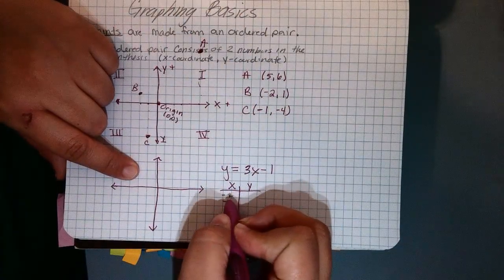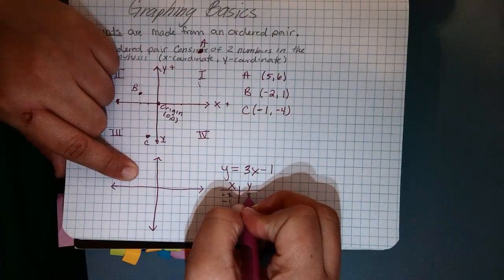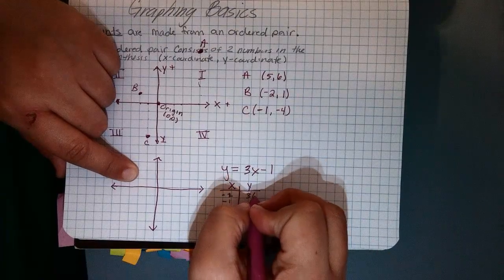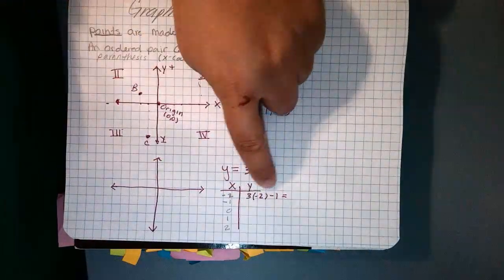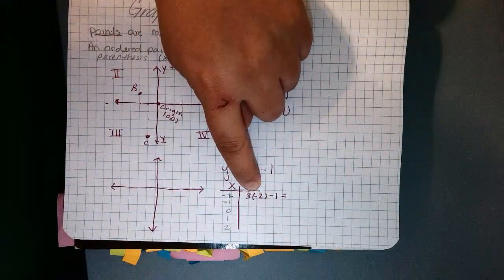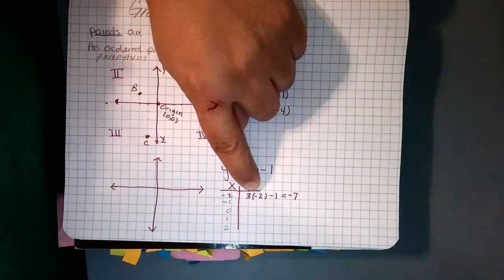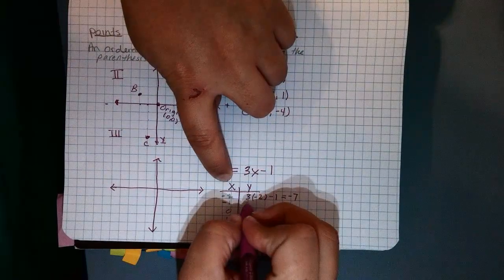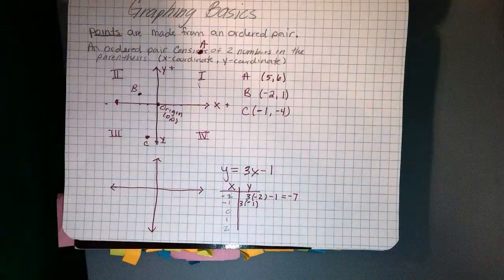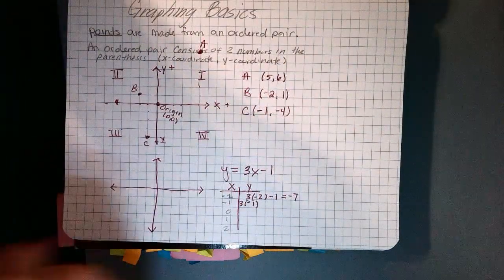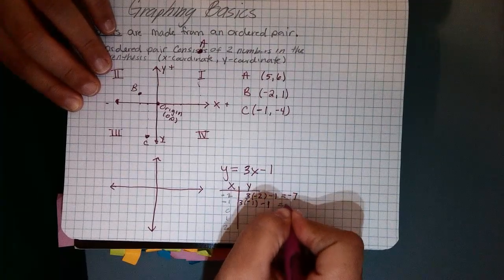So what we're going to do is take your x value and plug it into the equation, and that'll give you your output value, your y value. So we're going to plug in -2 here, and that is -6 minus 1, which is -7. If I plug in -1, it gives me -4.